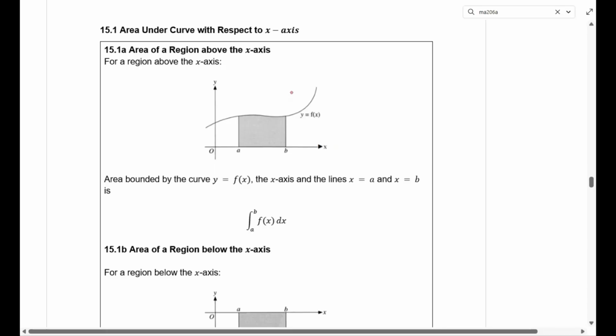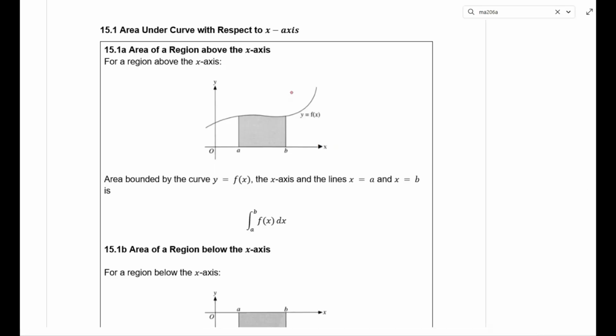In this section, we'll be looking at area under curve with respect to the x-axis. So the area between your curve and the x-axis. Now this is split into two different sections. One is area of a region above the x-axis.